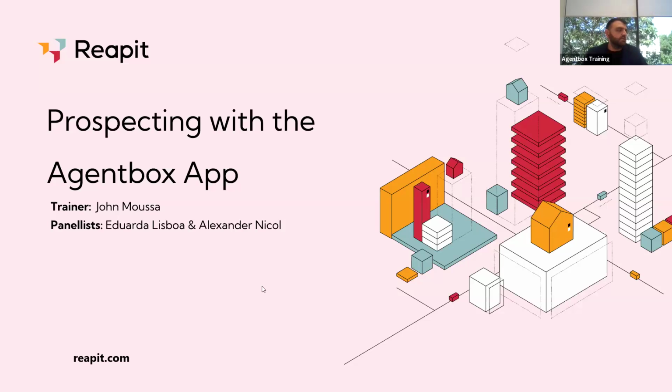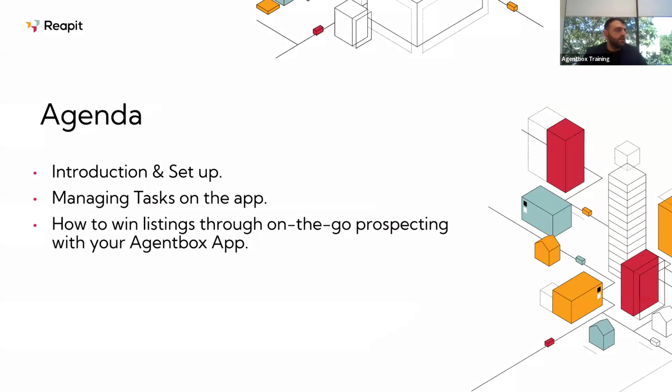So as you can see, as I mentioned, we are covering prospecting with the Agentbox app today. What we're going to look at is introduction to and setup of the app, looking into the app, setting it up, managing tasks on the app as well, and most importantly, how to win listings through on-the-go prospecting using the Agentbox app. So that's what we're going to cover today.